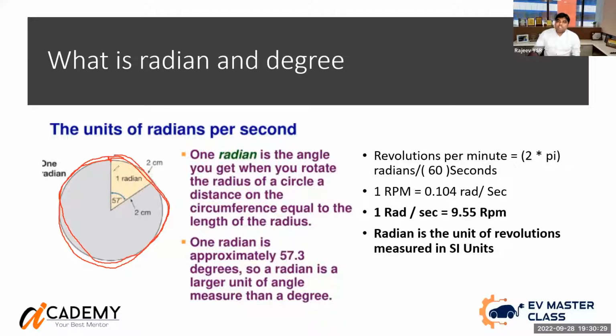Now let us assume the radius of this circle is 2 centimeters. Now assume that I'm starting from this point, and along the circumference of the circle, I'm traveling exactly the same 2 centimeters as the radius.